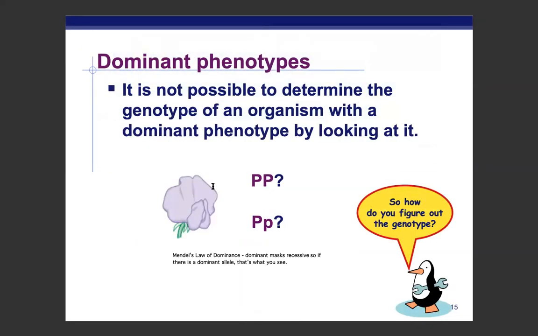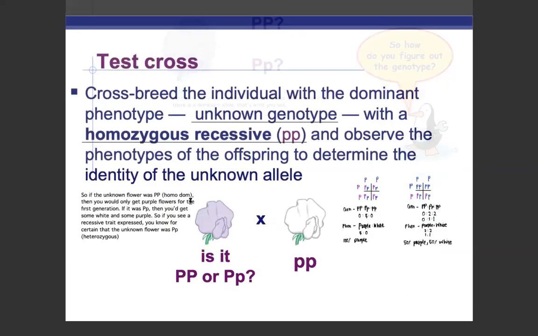When you're looking at a phenotype that displays the dominant trait, so in this case purple, we can't tell immediately if it's homozygous dominant or if it's heterozygous. We can't tell that by looking at it. So then how do we figure it out? What we do is we do a test cross. We crossbreed this individual that we don't know. So we're still trying to figure out if it's homozygous dominant or heterozygous. We crossbreed it with a flower that shows the recessive trait.